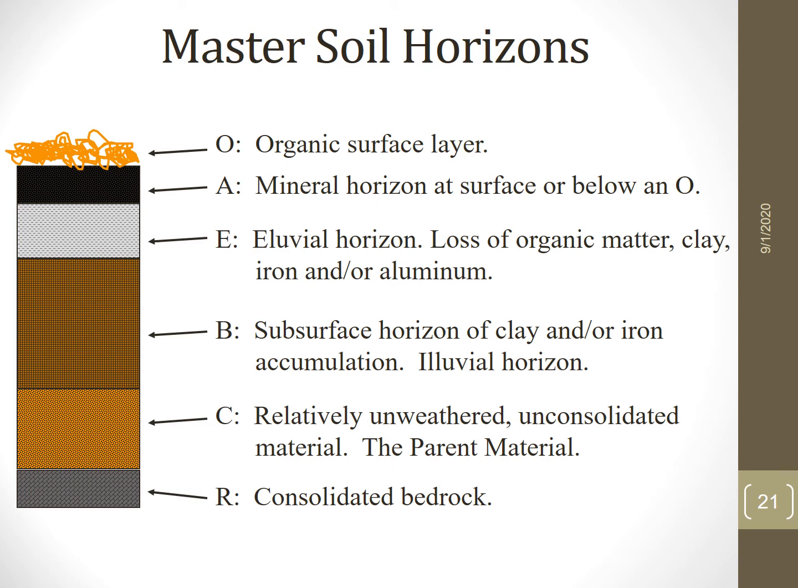The B horizons are subsurface horizons of clay or iron accumulation. These are illuvial horizons. Things are coming into them. I for into. The C horizons are relatively unweathered, unconsolidated material. This is the parent material horizon, and they're usually identified by massive structure. Hold on to that term, we'll come to it in future presentations.